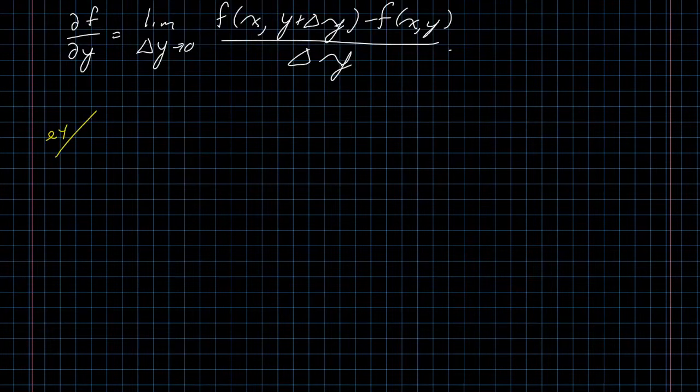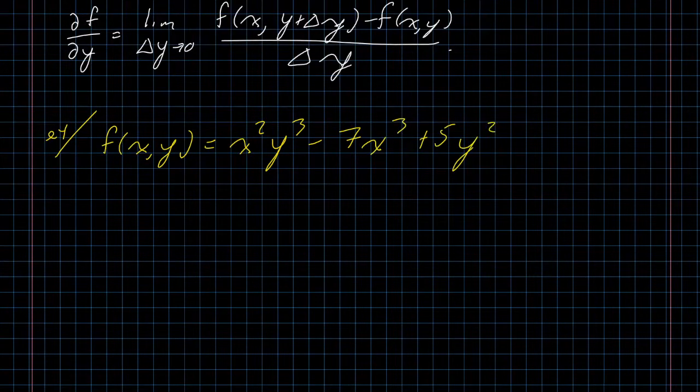So if we have a function, f of x and y is equal to x squared y cubed minus 7x cubed plus 5y squared. A relatively simple polynomial in two variables. If I want to take the partial derivative of this function with respect to x, pretend that y is a constant and differentiate with respect to x.